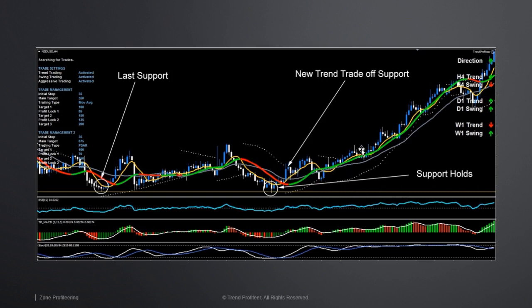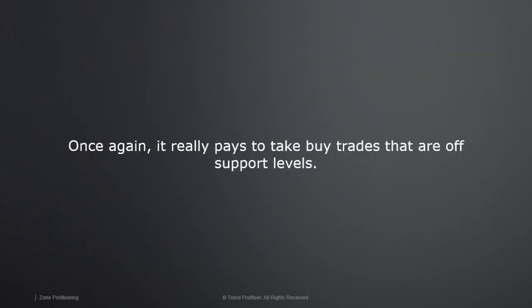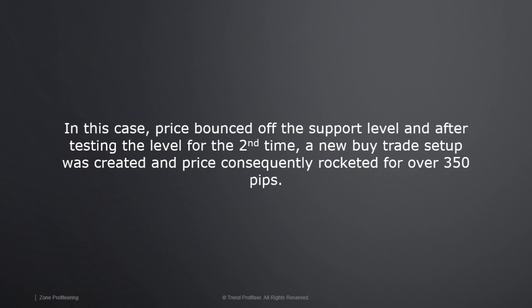You've got support at your back. So buying into a trade when you've got a proven support behind you is a good thing, as far as consistently generating a positive result. So once again, it really pays to take buy trades that are off support levels. In this case, price bounced off the support level, and after testing the level for the second time, a new buy trade setup was created, and price consequently rocketed for over 350 pips.